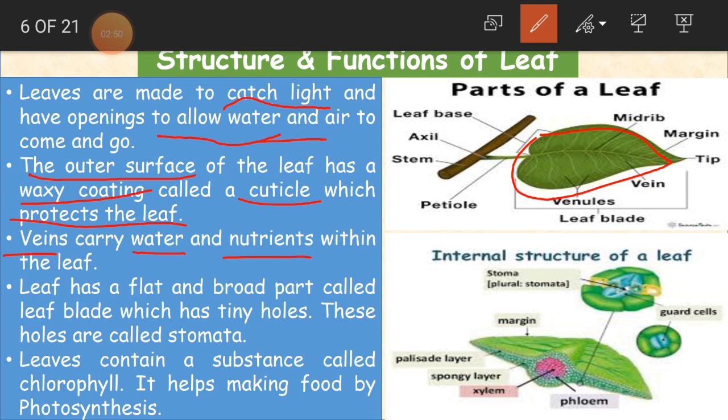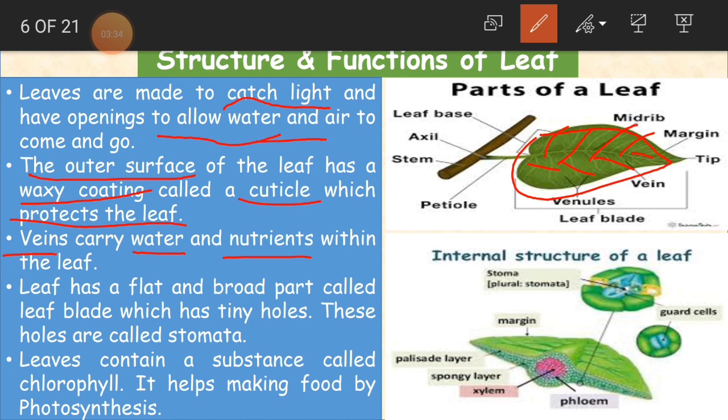And the third one here, veins carry water and nutrients within the leaf. Veins, what do they do? They carry water and nutrients within the leaf. So as we said, like in our human body, the veins circulate the blood to all the remaining parts of the body, the organs of the body. Same like that here, these small lines, are you able to see them, children, on the leaf here? These are called veins, and these veins carry the water and nutrients, so that the leaf is getting the energy and is going to give life to the plant. Understood children? Clear? Okay.